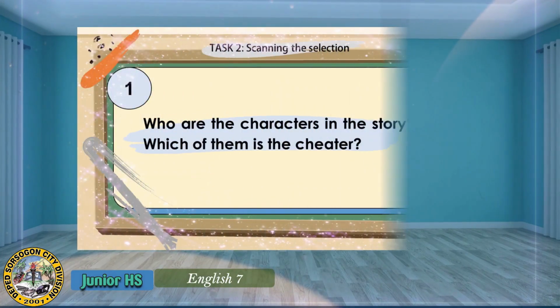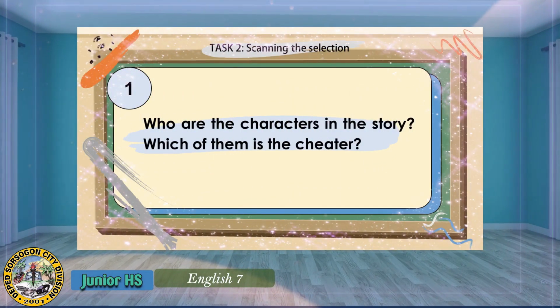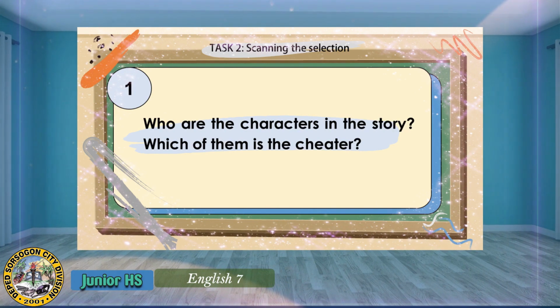Number 1. Who are the characters in the story? Which of them is the cheater?